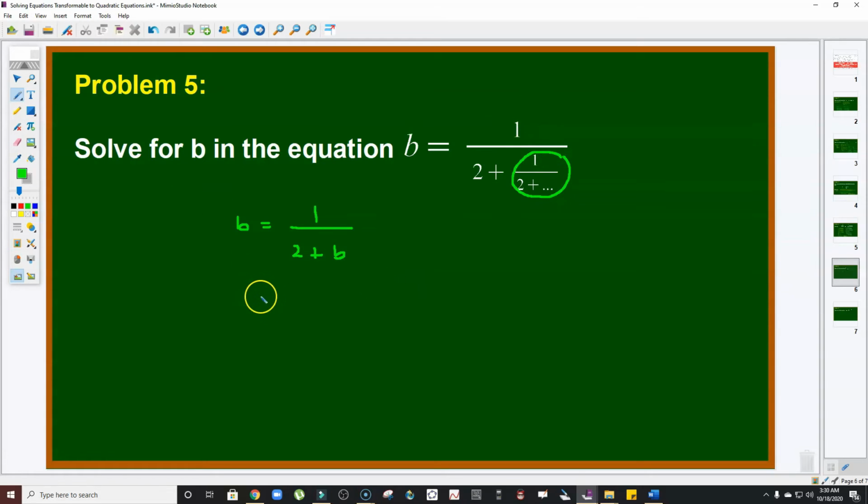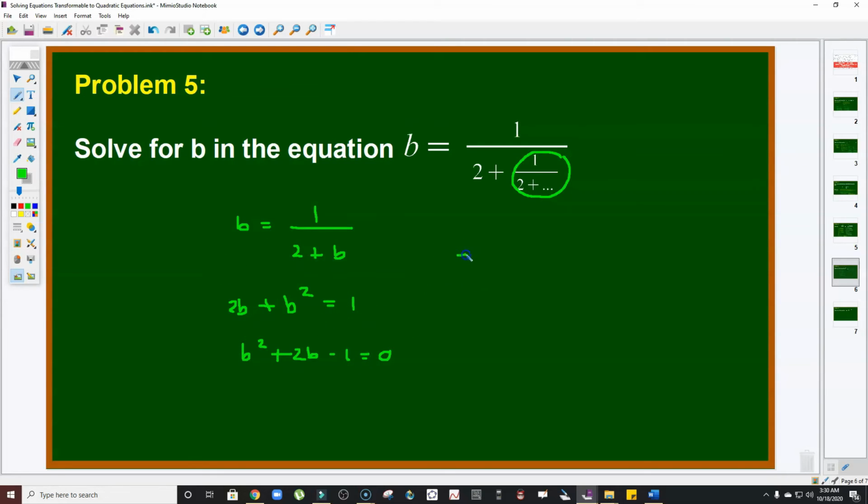Right? Then that's it. Cross multiply. So, that will be 2B plus B squared equals 1. So, let me arrange it. B squared plus 2B minus 1 equals 0. So, obviously, it is not factorable. So, what we're going to do is apply the quadratic formula. At this point, I'm expecting you already know it by heart.